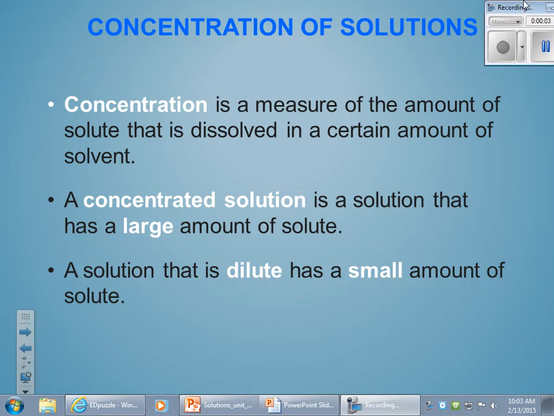This video is going to look at determining concentration of a solution. So let's just discuss what the definition of concentration is. It's a measure of how much solute you have dissolved in a certain amount of solvent. When we talk about a solution being concentrated, that means that we have a large amount of solute. And then we could talk about a solution being dilute, meaning it only has a small amount of solute.